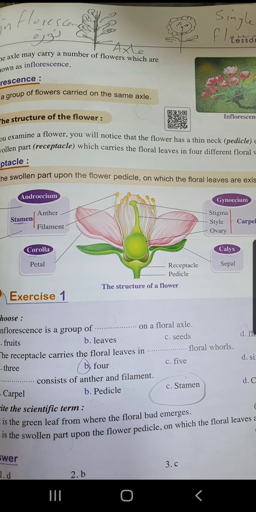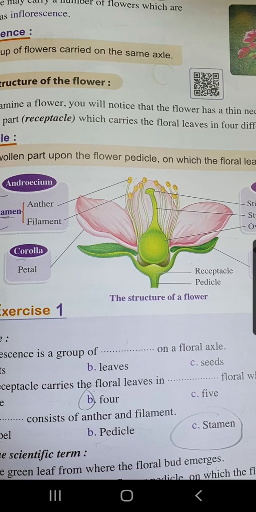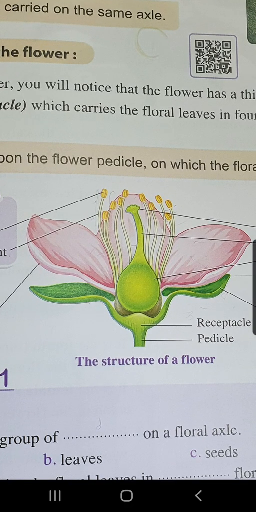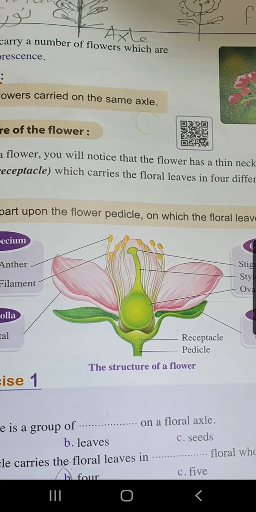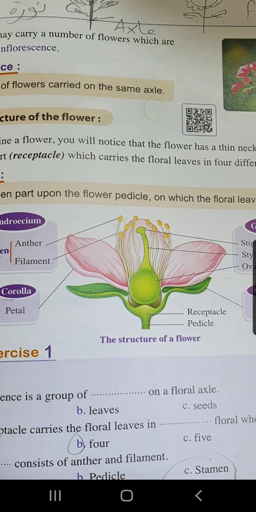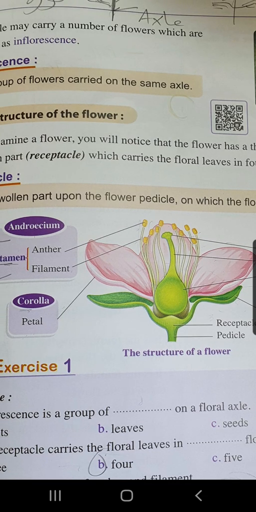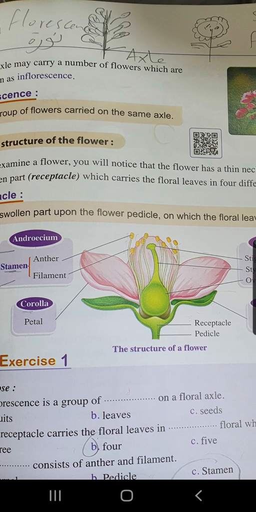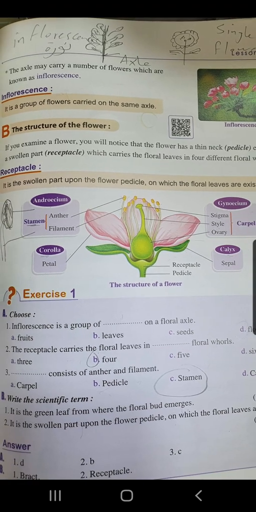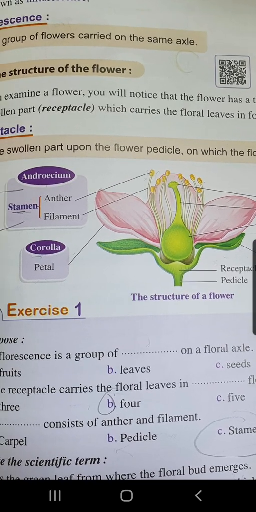Number two, the second whorl is called the corolla. It has colorful and scented leaves, which may be red, yellow, white, violet, and so on. Its leaves are called petals. They are colorful and scented, with a good smell to attract insects. These help in pollination.